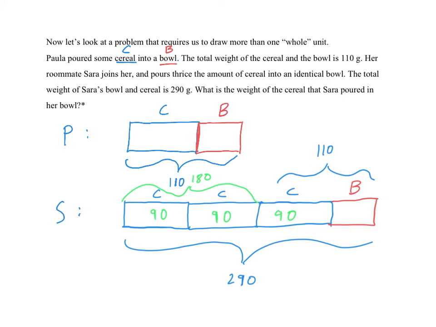What is the weight of cereal that Sarah poured in her bowl? Well, 3 times 90 is 270. So 270 grams is our answer. And if you're curious, the bowl happened to weigh 20 grams.